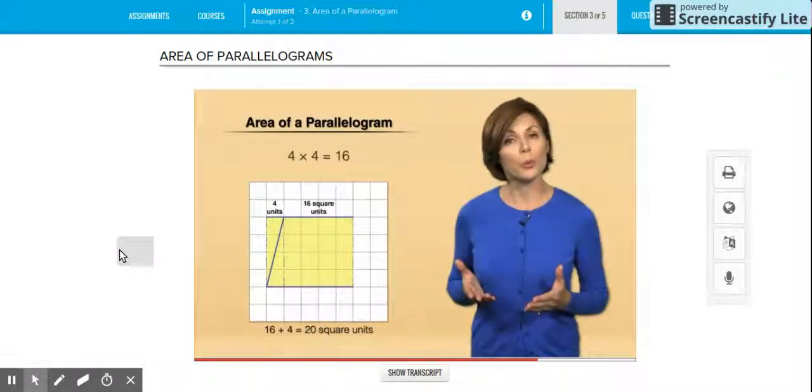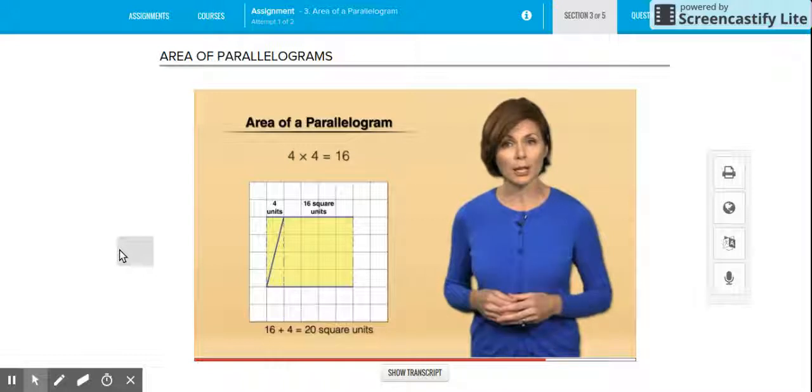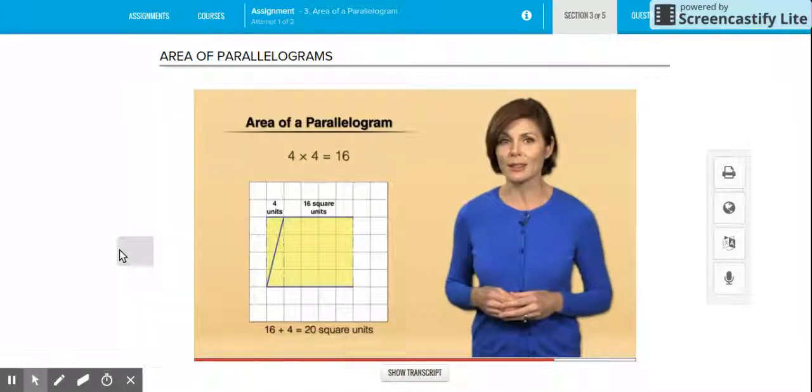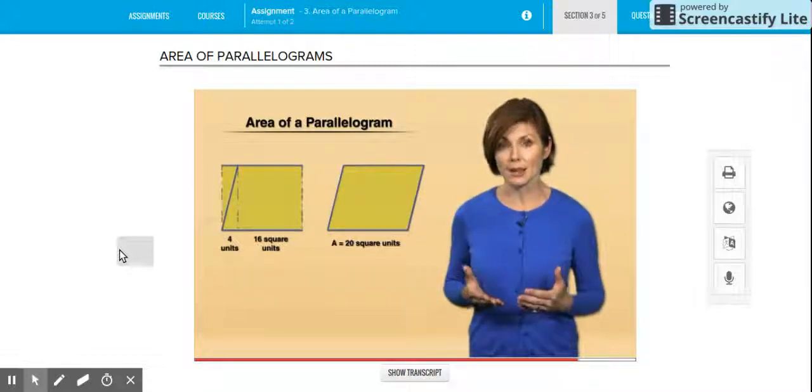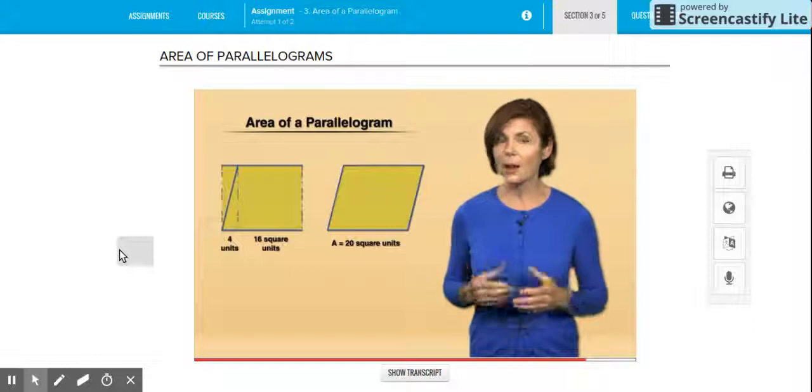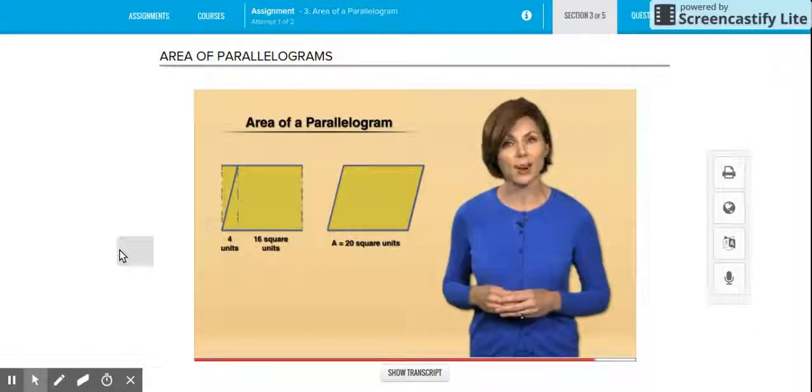Remember that we broke apart the original parallelogram and put it back together again as 2 rectangles. Since we didn't change the actual amount of space inside the figure, the area of this rectangle is the same as the area of the original parallelogram. Both have an area of 20 square units.